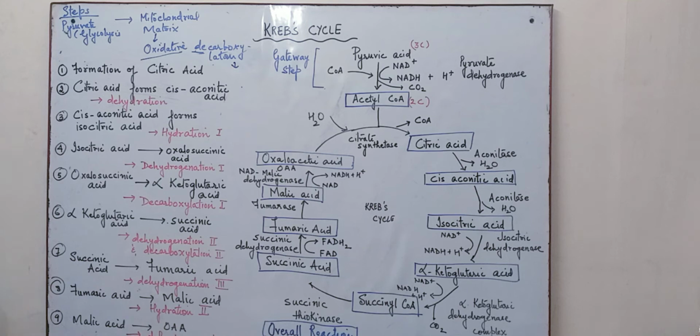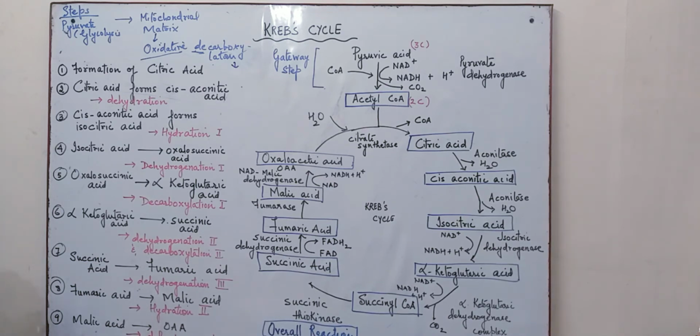Let's talk about the cofactors involved over here. The first is thiamine pyrophosphate. The second cofactor is NAD+. Third is magnesium ion. Fourth is coenzyme A. And the fifth one is lipoic acid.